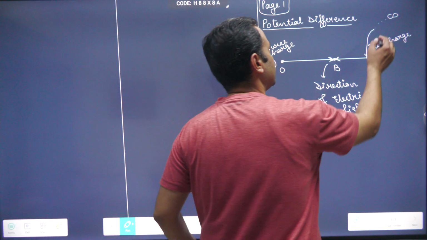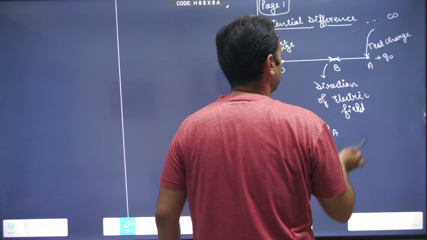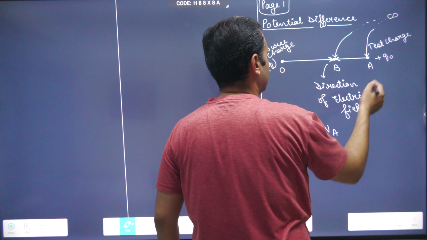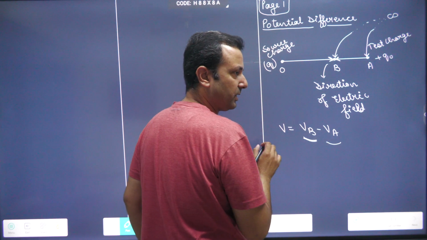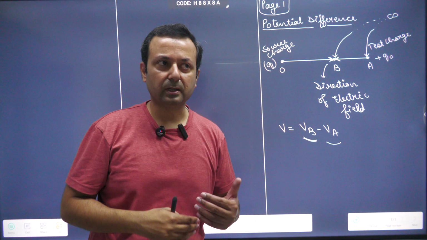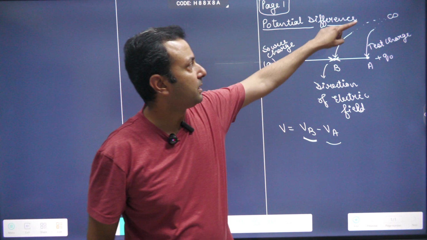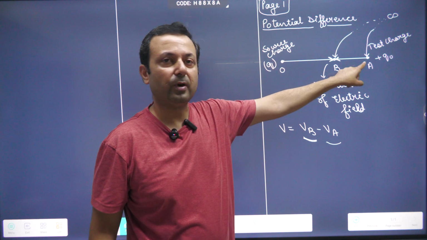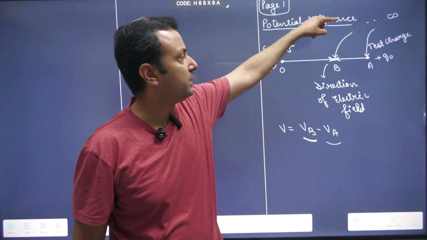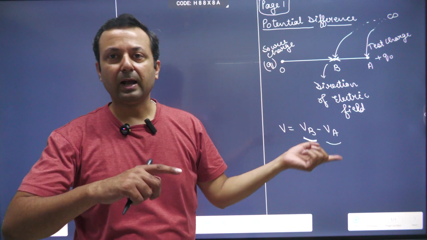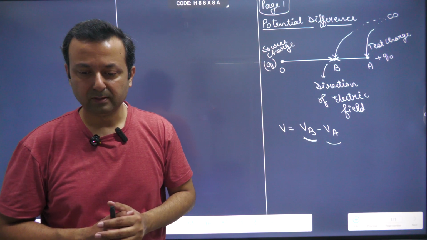Now, if I bring the same charge from infinity and locate it at point B, then the work done is called the electric potential at point B. So this is another way of defining potential difference. Work done in bringing the test charge from infinity to point A is called VA. Work done in bringing the test charge from infinity to point B is called VB, and the difference of both these potentials is called potential difference. Is this clear?